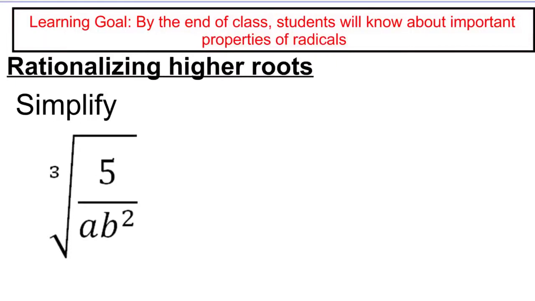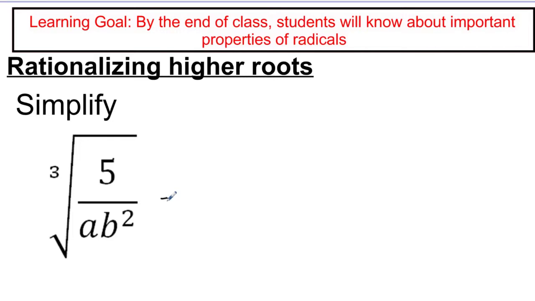Okay, so let's rationalize some of these higher degree, higher root, higher index radicals, right? Remember we said that the concept of rationalizing, of simplifying radicals, was that you are not allowed to have a fraction under the radical. And so when I look at this expression, 5 over ab squared, I'm going to say that's not simplified because there's a fraction underneath the radical.